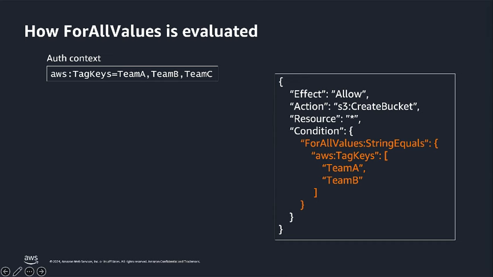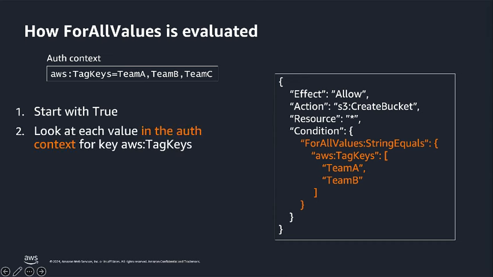Let's look a little closer at how this evaluation works for a single condition key. We start with true before any comparisons are done. We loop through each value in the auth context, not the policy. If the value is not present in the auth context, there's nothing to loop through, and we stop here and return true.